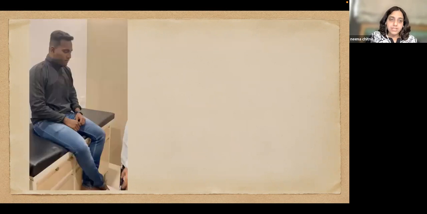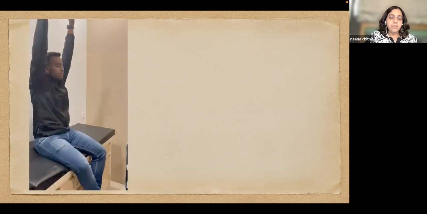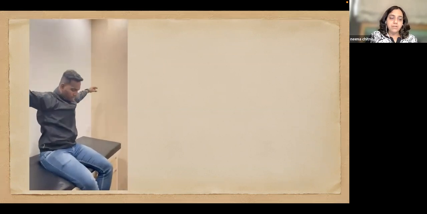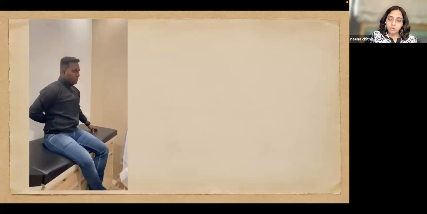So just let's see. In the shoulder, always examine first the movements actively, and then the same movements you examine passively. After that, also check quickly the power at the proximal muscle. So all this can be done at one go. Tell the patient for complete abduction. Then tell the patient for internal rotation. Tell the patient to do an external rotation.